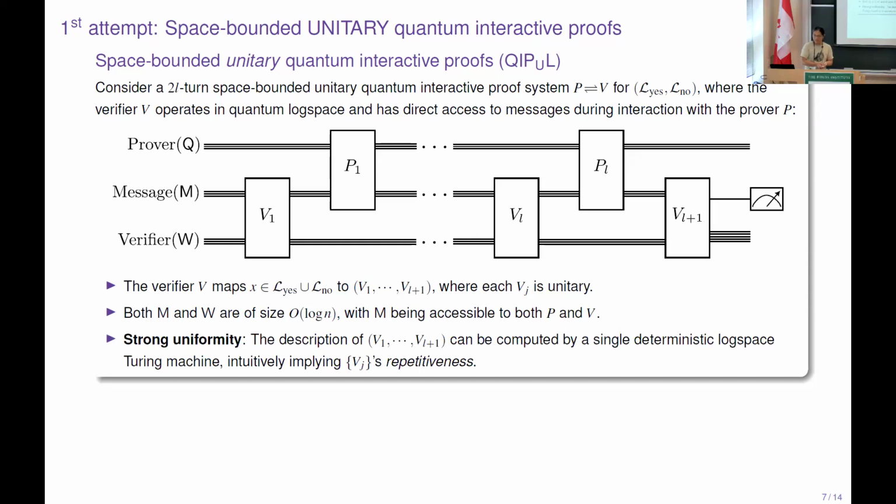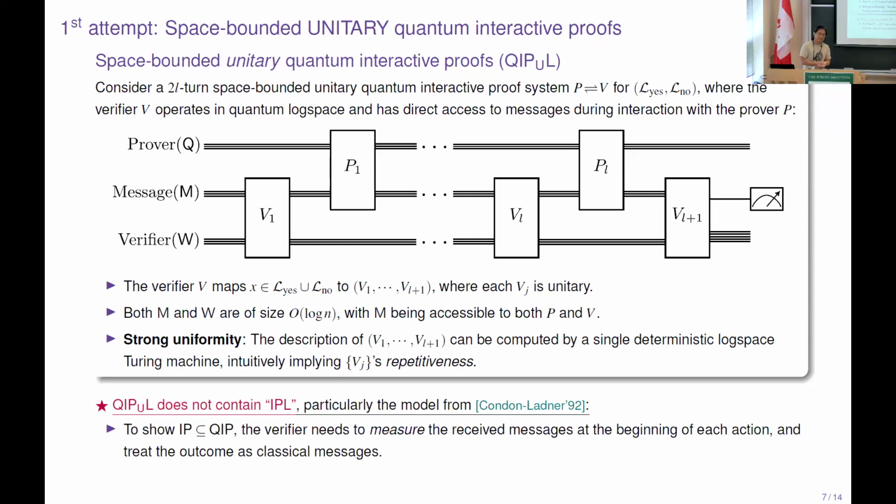Another subtlety is that here we require some kind of strong uniformity, meaning that the description of each verifier action can be computed by a single log space Turing machine. This subtlety only happens in the space-bounded setting, because in the time-bounded setting it is equivalent to a weaker notion. But this model is not that strong. Actually, it cannot contain the IPL model defined by Condon and Ladner.